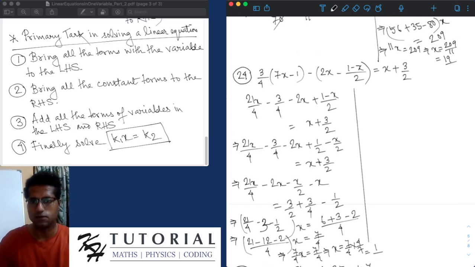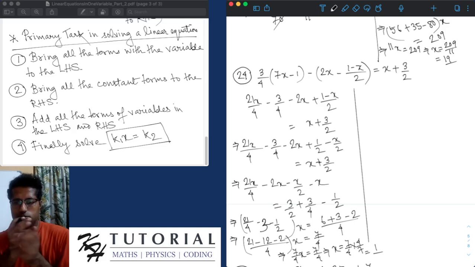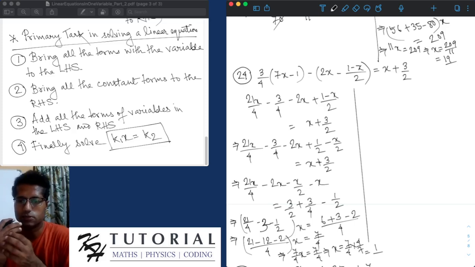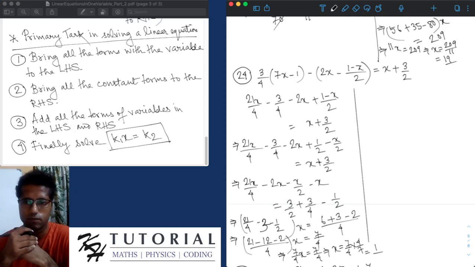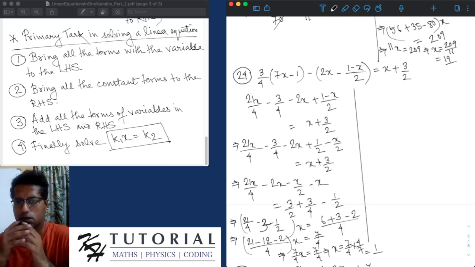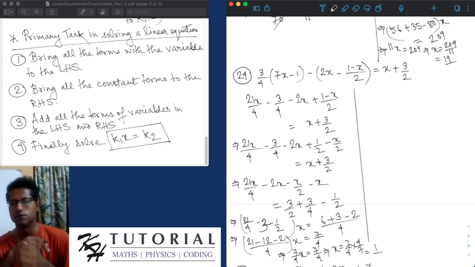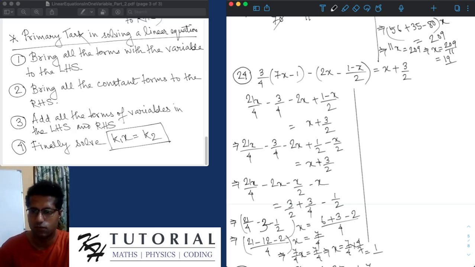Now since we see there are terms in the rational form or fraction form, that is 3 by 4 the first expression 3 by 4 into 7x minus 1, and also we see 1 minus x by 2 and the 3 by 2 in the RHS. So we will take the LCM of all the denominators. So LCM of 4, 2 and 2 is 4.